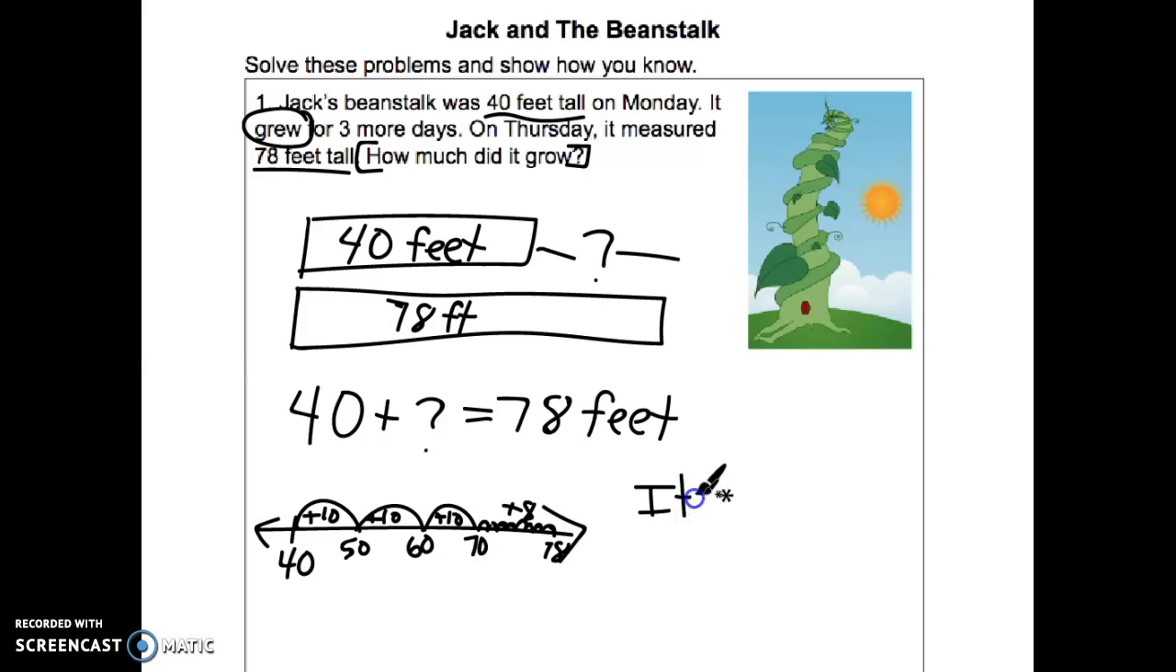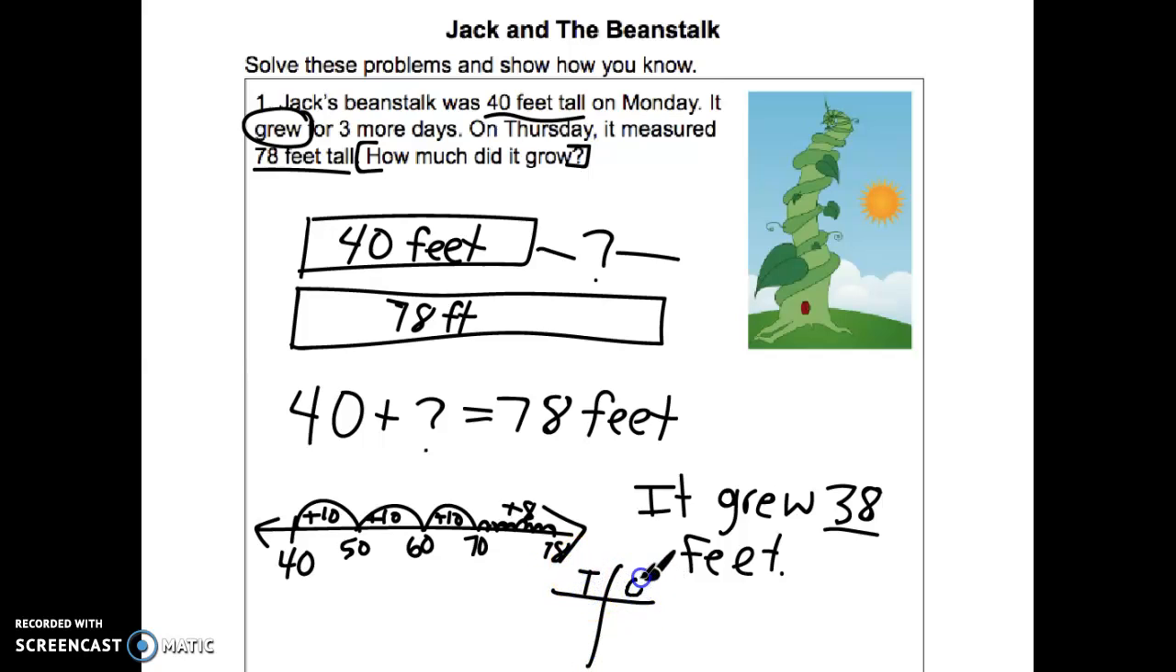So, how much did it grow? It grew 38 feet. Because we're good mathematicians, we can check our work just to be sure that we are right. So down here, I'll make a smaller 10 to 1 chart. I'm going to do something a little different using the same numbers.